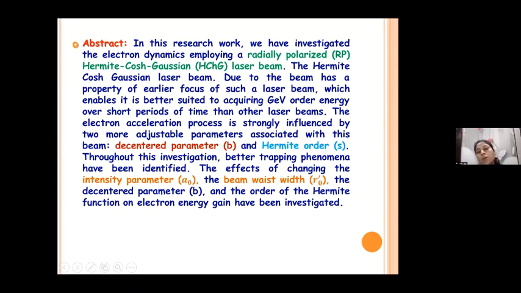The main parameters which are responsible to get the higher energy electron beams are the decentered parameter of the laser, the Hermite order, the intensity parameter, and the beam waist width, R naught dash. These symbols we have chosen in the paper.